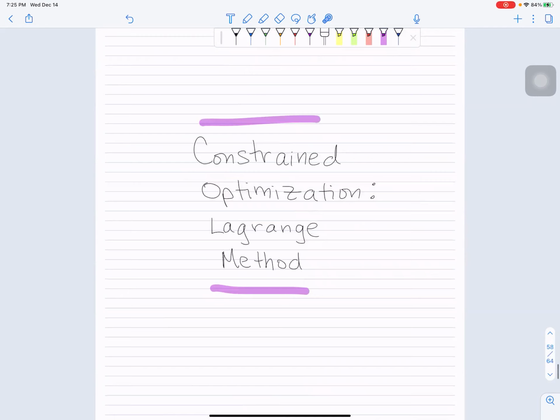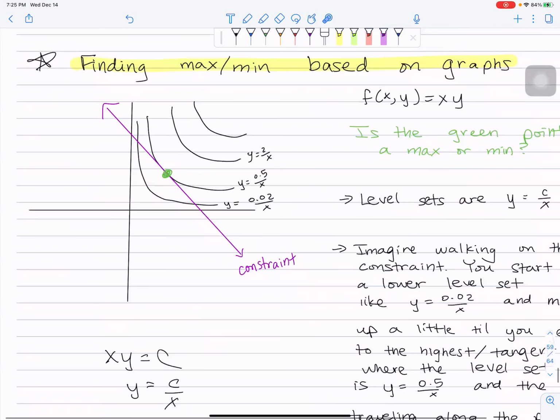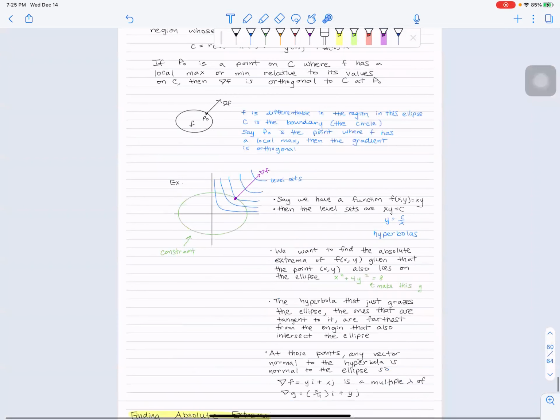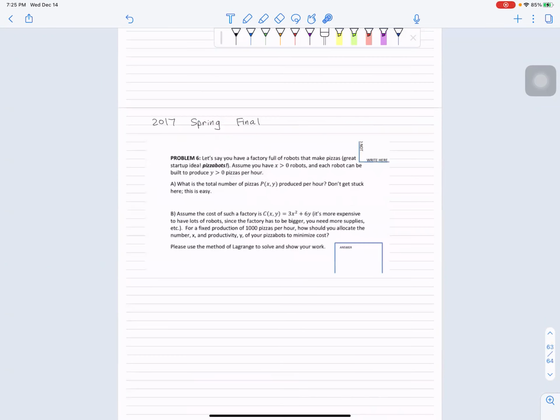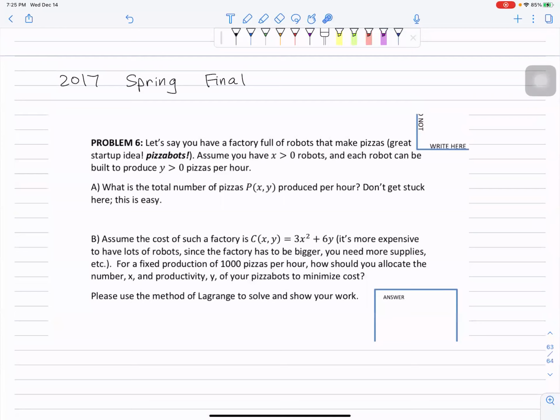Okay, constrained optimization. From the graph, you can see what the max and mins are. So what you want to do is you have this constraint. Imagine you're walking on this constraint. You go from a lower level set to a higher level set and back down to a lower level set. So just from this picture, I already know this green point is going to be a maximum. Okay, and this is some intuition on the Lagrange multipliers method. What is the point of Lagrange multipliers? It's so that you can find the absolute extrema. So let me do this final question from the spring 2017 exam.